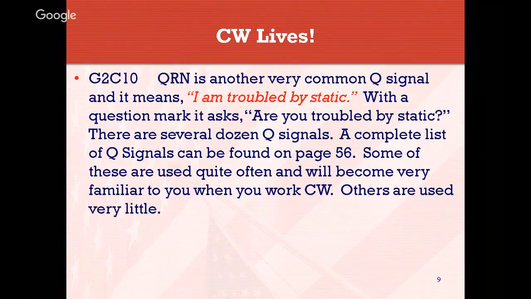A complete list of Q signals can be found on page 56 in your book, by the way. Some of these are used quite often and will become very familiar to you when you work CW. Others are used very little. You're going to see QTH, QSL, QRL, QRN, QRM. QRM is QR Mary, basically interference from an adjacent channel.